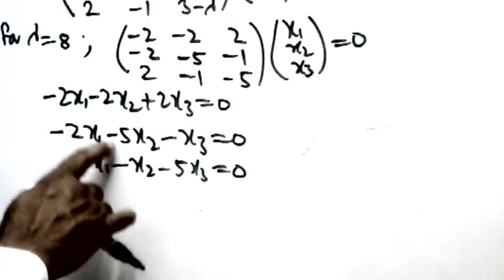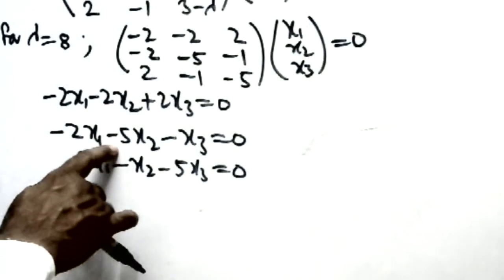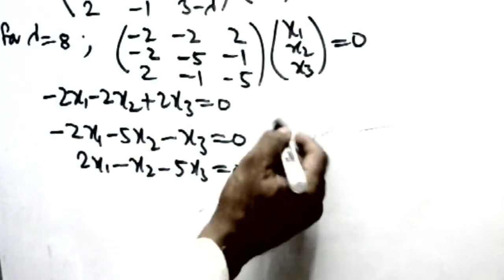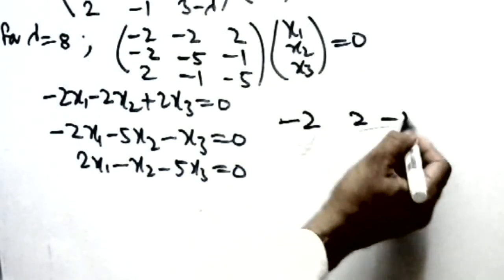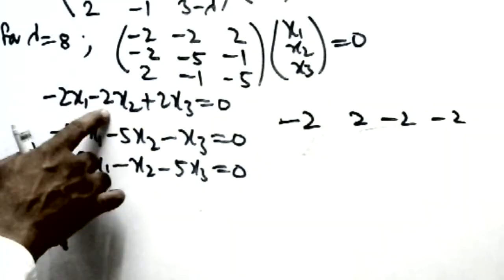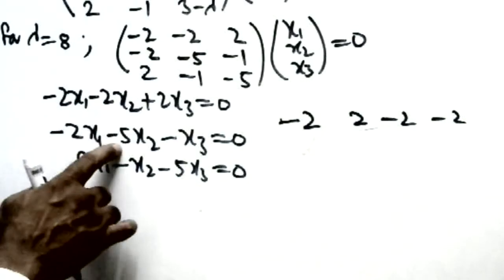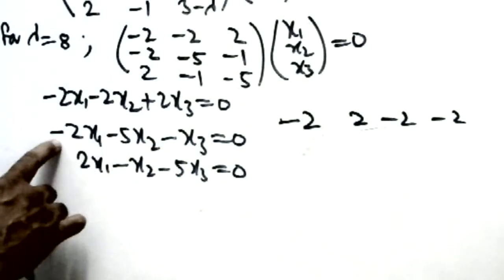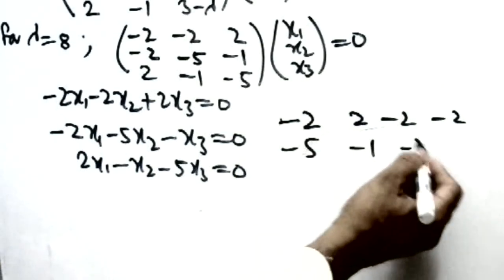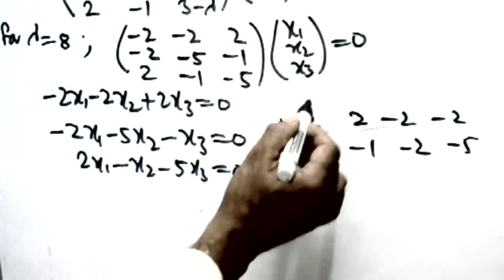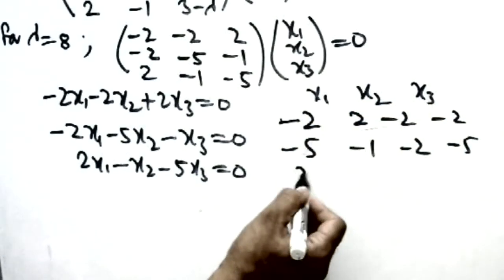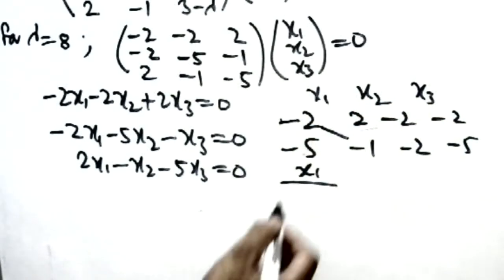Suppose I am starting with this. Now these two we have to solve. We have seen how to solve in the previous class. We will take the cross multiplication method. You start from here: minus 2, 2, minus 2, and minus 2, minus 2, 2, minus 2, minus 2. Then minus 5, minus 1, minus 2, minus 5. Here take x1, x2, x3. So these will be the ratios.